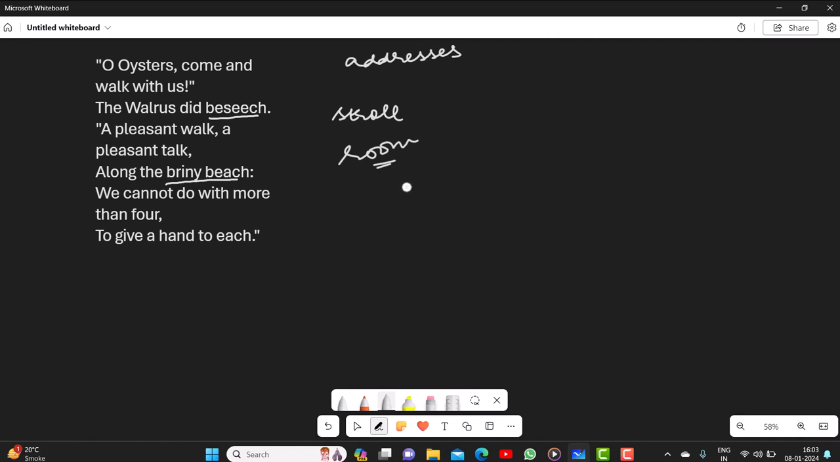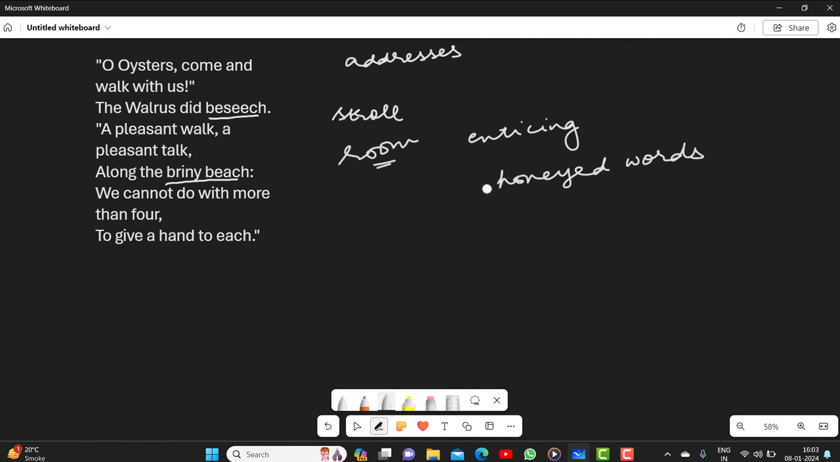So what is he doing exactly? He is enticing the oysters. He allures them with honeyed words, with pleasing sweet words, so that they leave their home in the seabed and come along with them to walk and talk along the beach.